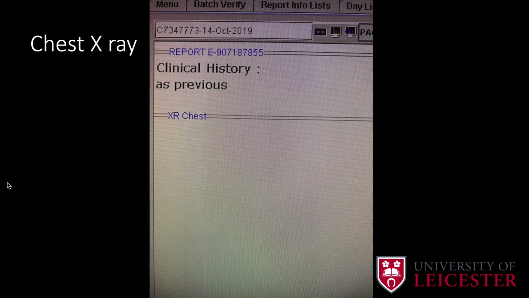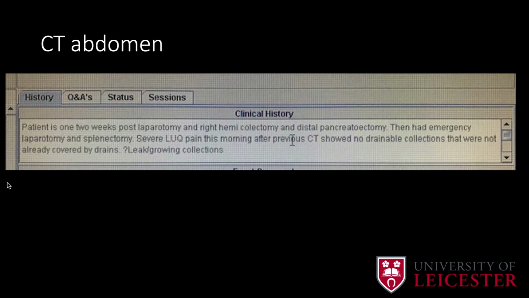Yeah, you conclude. This is a chest X-ray request saying "as previous." Well, then why are we requesting it? A CT abdomen: patient is 1-2 weeks post-laparotomy. Well, is it 1 or 2 weeks post-laparotomy? I mean, these are important pieces of the puzzle, and you have to help us.